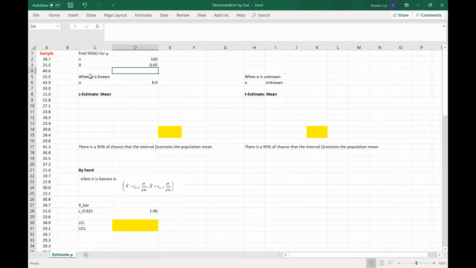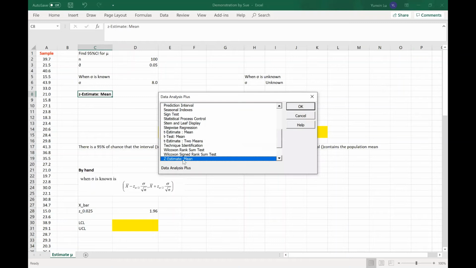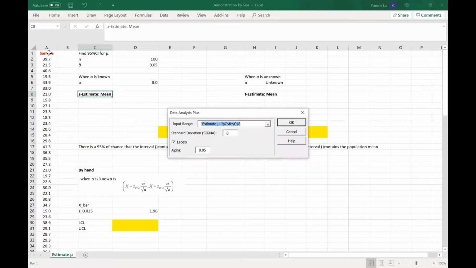There are two conditions. The first one is when sigma is known, that means when population variance is known, and the second is when the population variance is unknown. Let's do it one by one. If the standard deviation is given in the question, how do we do it? We go to Add-ins, Data Analysis Plus, and we use Z-Estimate: Mean. Because we need to estimate mu, we use estimate, not test. And we choose the range from the first row to the last one.